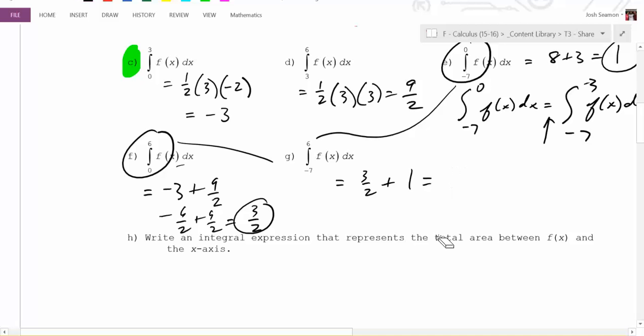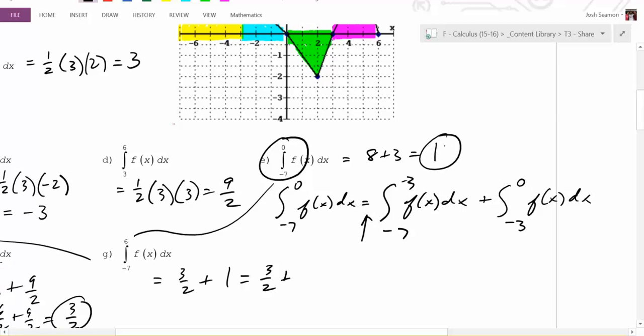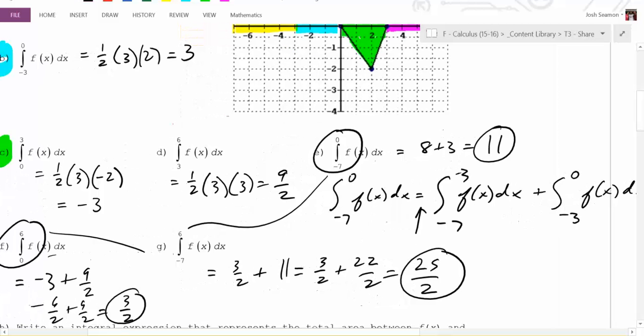Isn't it 11? Oh, it's 11. Thank you. I can almost write that correctly. So it's going to be 3/2 plus 22/2, so 25/2. So 12.5. Yes, absolutely.